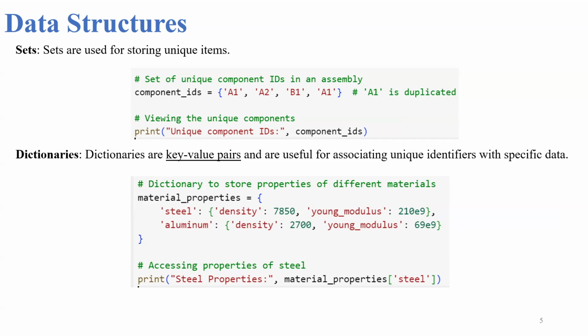So suppose you are trying to define material properties. You can have steel's material properties with its density and Young's modulus. Similarly, for aluminum, you have density and Young's modulus, and you can see this steel versus aluminum. You can compare them based on this dictionary data, and you can easily print it, you can easily access it, and so on.